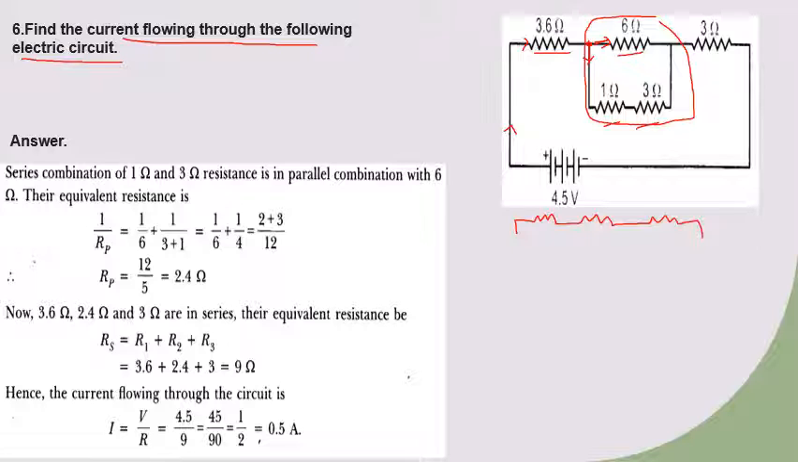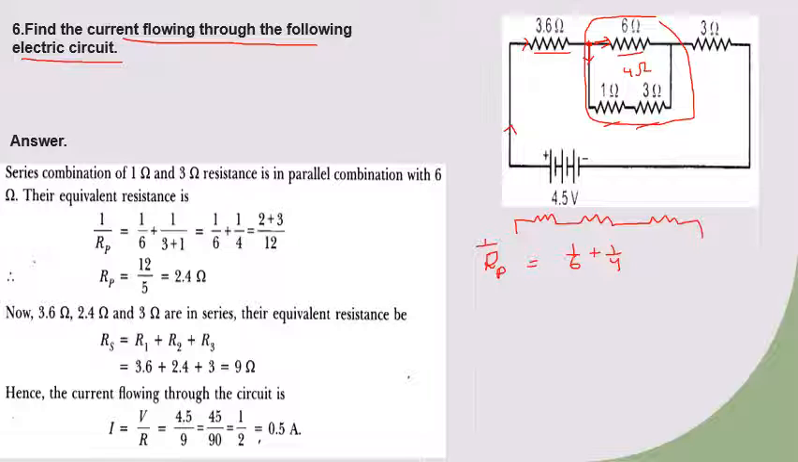So in this case, first we have to find out 1 upon Rp, which is nothing but 1 upon 6 plus 1 upon 4. I have directly added over here 1 plus 3, that is 4 ohm, because they are connected in series. So we just have to add these resistors, right?